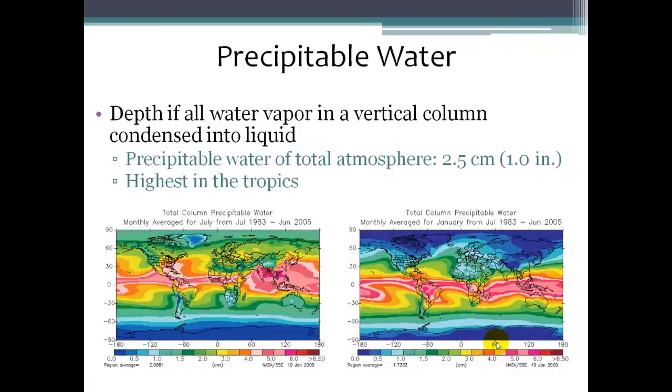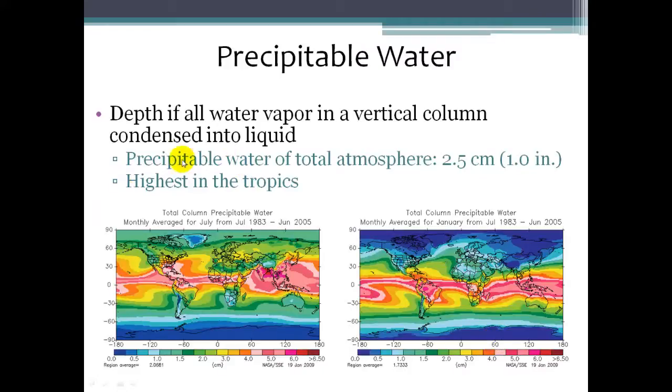Precipitable water is the depth of water if all of the water vapor in a vertical column of air was condensed into liquid. So if you could take a column of air and get all of the water, whatever form it's in, and turn it into water, the depth of that water is what we call precipitable water.